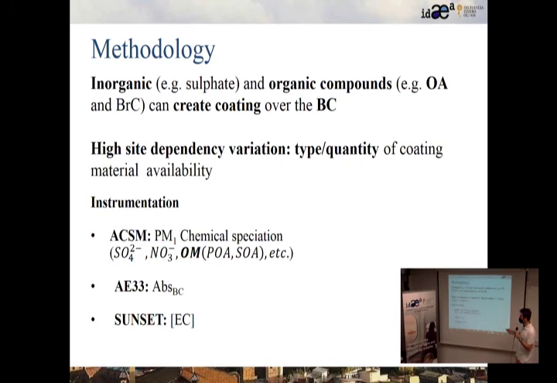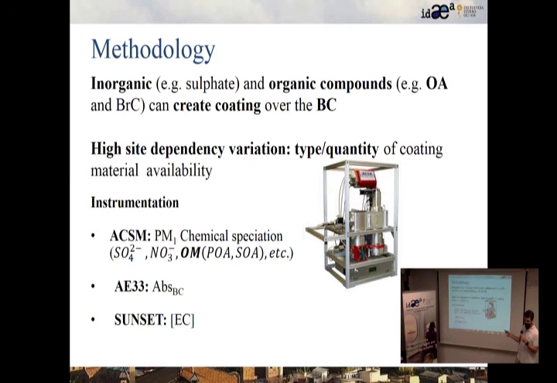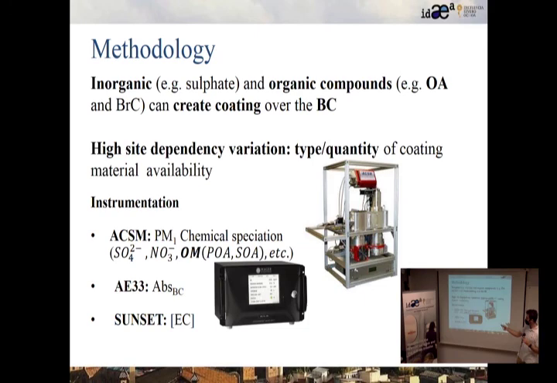The instrumentation we have employed is the ACSM, which I think Marta, my colleague from the office, presented yesterday, and which is able to do chemical speciation of PM1 particles. It can determine sulfate, nitrate, and organic matter, both primary and secondary. We also use the aethalometer AE33, which measures the absorption of black carbon, and the Sunset OCEC online analyzer, which measures the concentration of elemental carbon. With all this, we can measure the lensing effect and the enhancement of absorption.